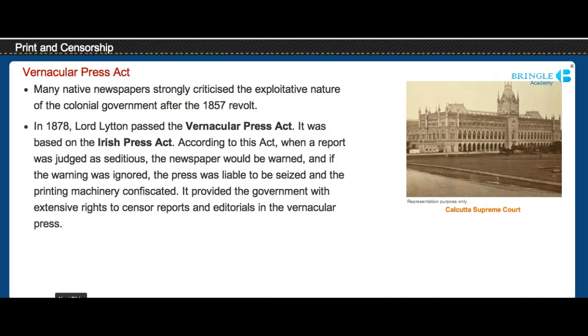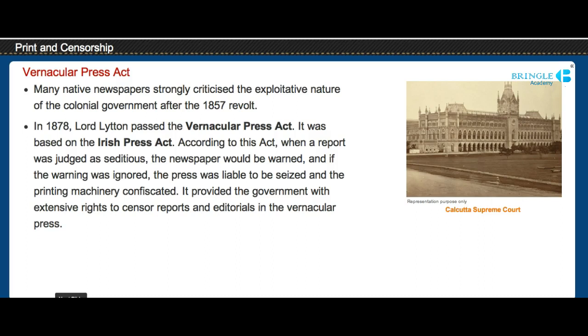Many native newspapers strongly criticized the exploitative nature of the colonial government after the 1857 revolt. In order to stop the propaganda carried out in the vernacular newspapers, Lord Lytton passed the Vernacular Press Act in 1878.